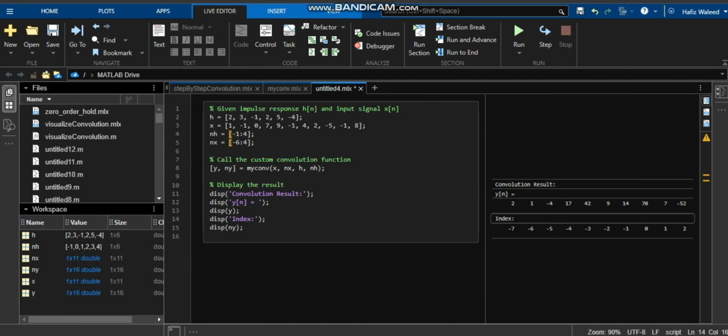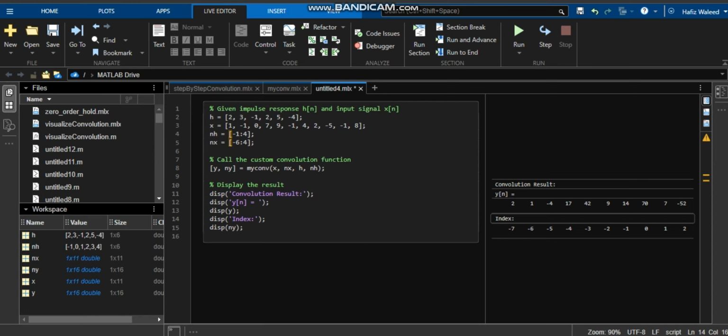In the next task, in this code, H represents the impulse response of the system, X is the input signal, NH is the information about the origin of the impulse response, and NX is the information about the origin of the input signal. This code calls the custom convolution function myConvolution with the input signal X, its origin information NX, impulse response H, and its origin information NH.